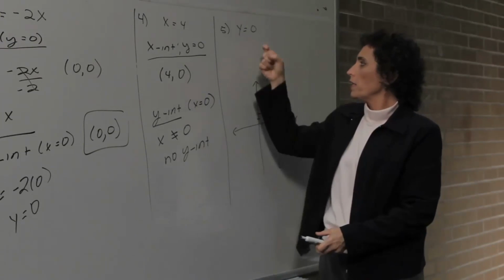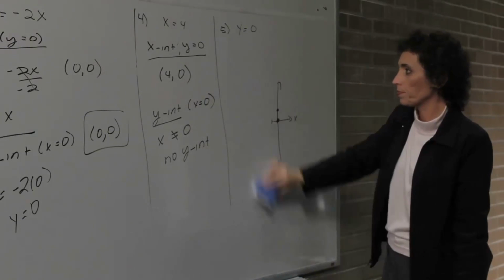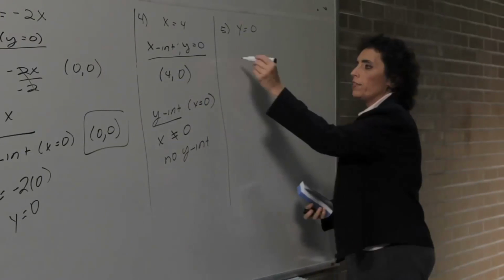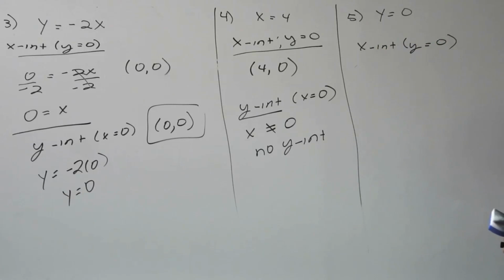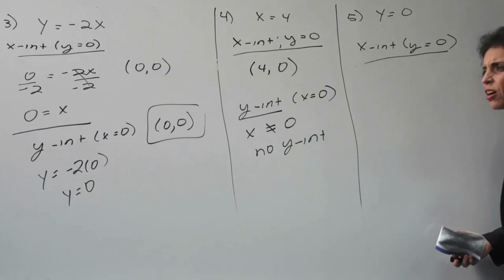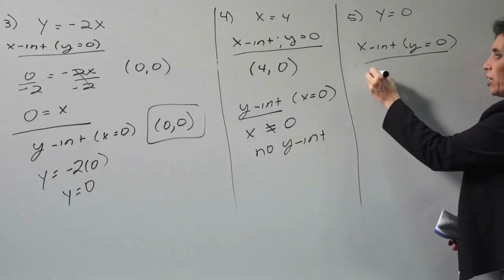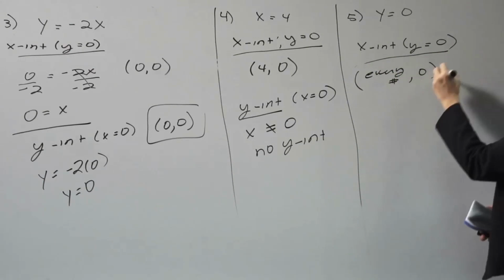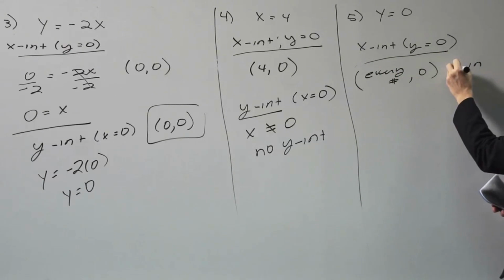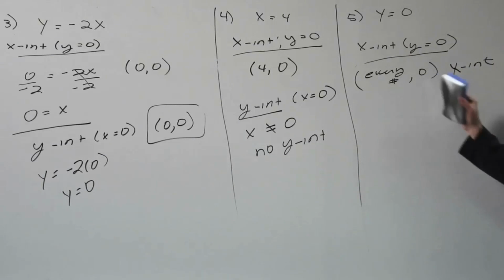Okay? All right, let's look at y equals 0. If we want an x-intercept, y must be 0. Well, y is 0. That's the definition of this line. X can be anything. That means there's an infinite number of intercepts. Every number, comma 0 is an x-intercept. Every number is an intercept. There's infinitely many intercepts.